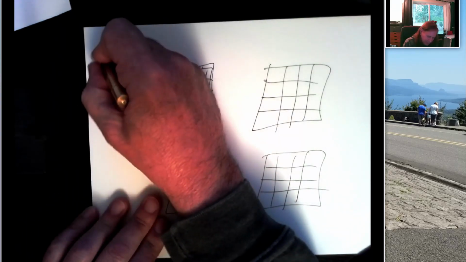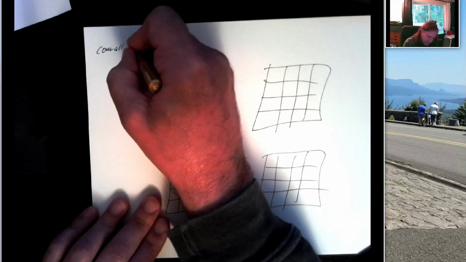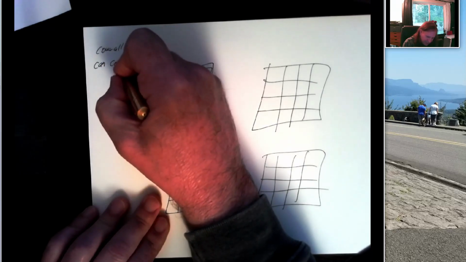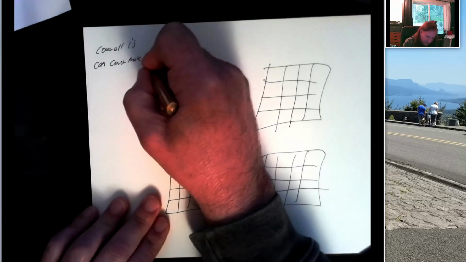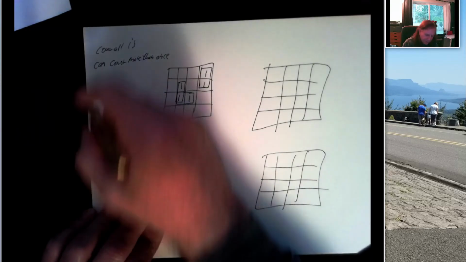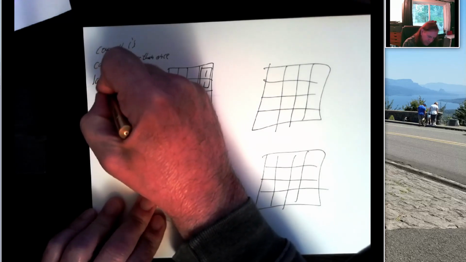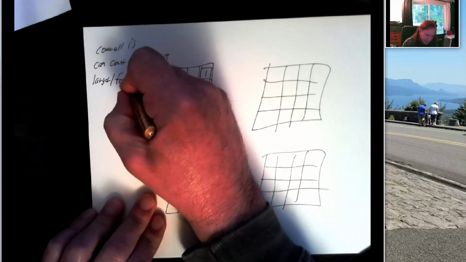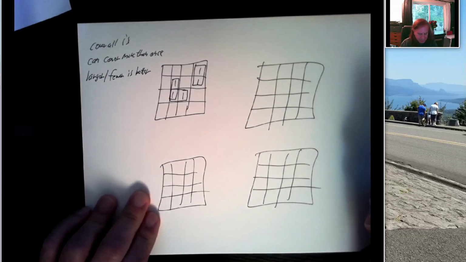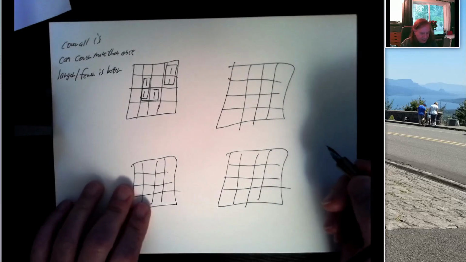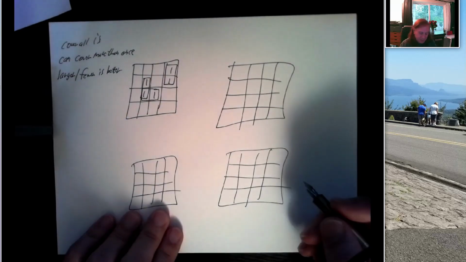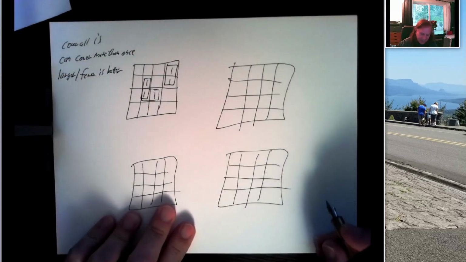And so here's some rules. Cover all ones. We can cover more than once, but we have to cover each one at least one time. And larger rectangles and fewer rectangles gives us a better situation. And all our rectangles have to have sides that are either 1, 2, or 4. We can't have like a 3 by 2, for example. So this would be a good covering for this pattern of ones.